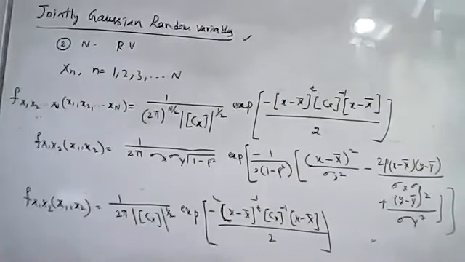So like this, you can obtain the joint density function of any number of random variables. This is the procedure you have to follow. You have to write the covariance matrix and the x minus x bar matrix, do this multiplication, and find the determinant. Then if you solve this, you get the joint probability density function of any number of Gaussian random variables.